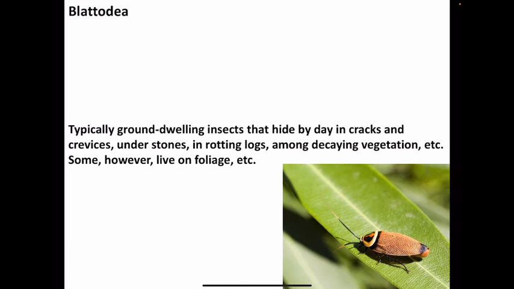Now coming to the life history and habits. In case of cockroaches, they are typically ground dwellers. They prefer to hide themselves in secret places, and some are nocturnal in habit. During daytime, they hide themselves in cracks and crevices, under stones and rotten logs, and among decaying vegetation. But some species are also there which you can find in basking sunlight also.